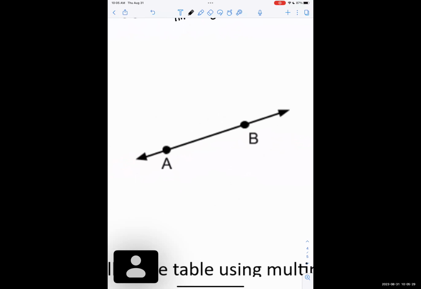Okay, what do we call something with arrows on both sides? Ding, ding, ding. This is a line.